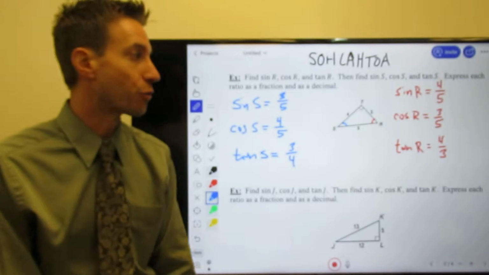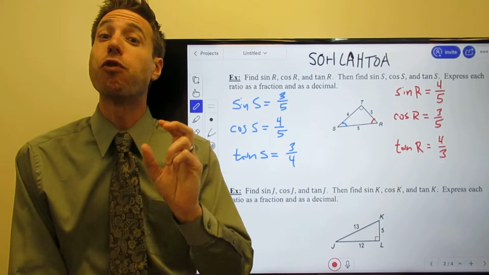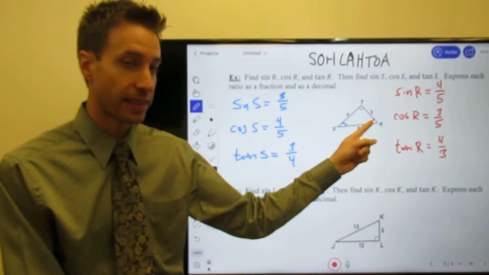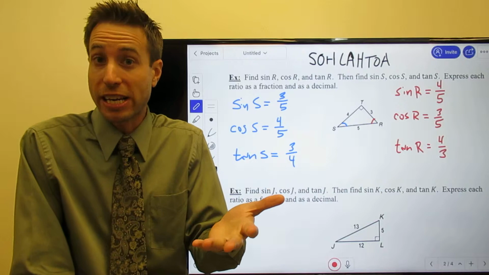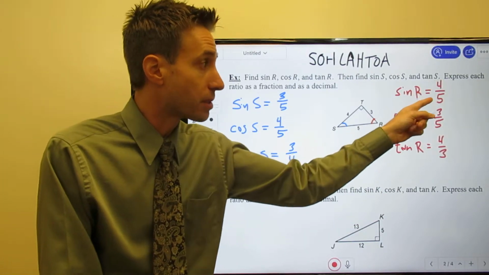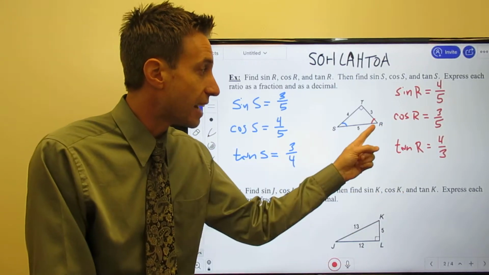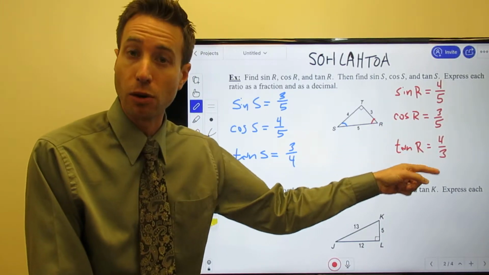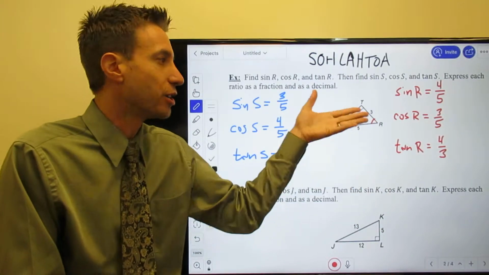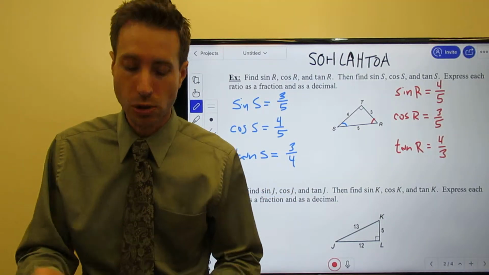And there you go. You've written all three trig functions, sine, cosine, and tangent, for both acute angles in this right triangle. You just find the angle, and then you have to know the appropriate ratio. Sine is opposite over hypotenuse. Cosine is adjacent over hypotenuse, and tangent is opposite over adjacent. As long as you know those ratios and you found the angle, you can just write those trig ratios. Let's try another one.